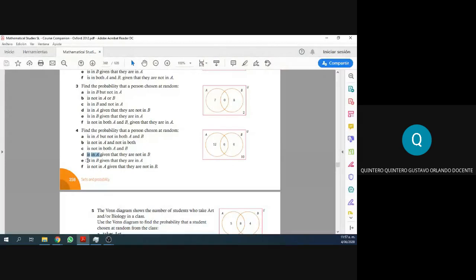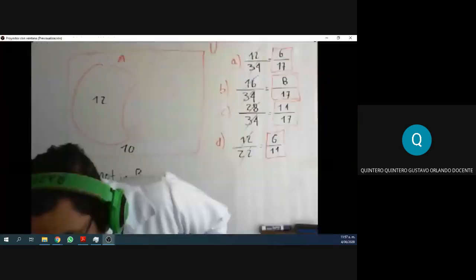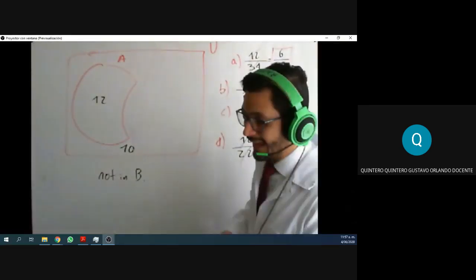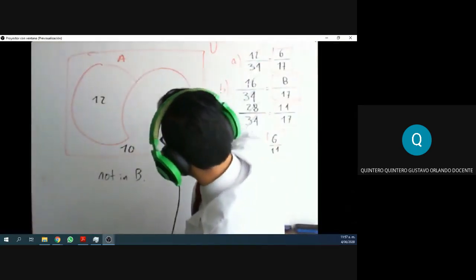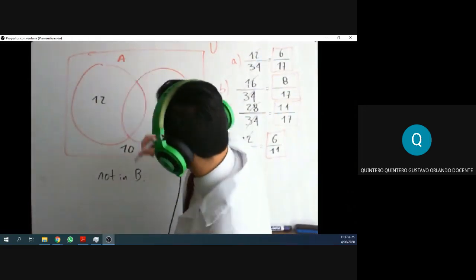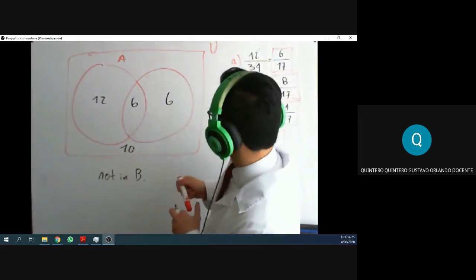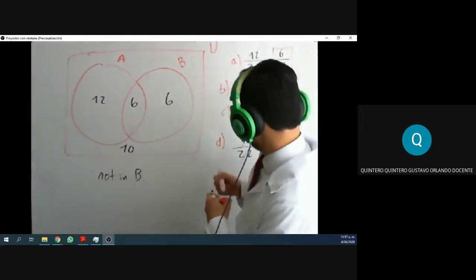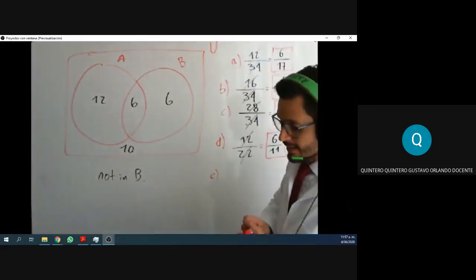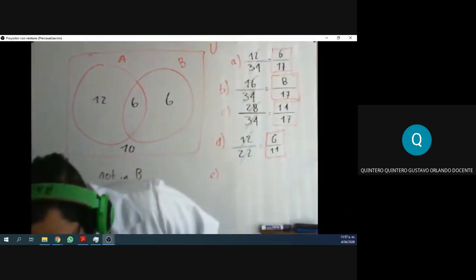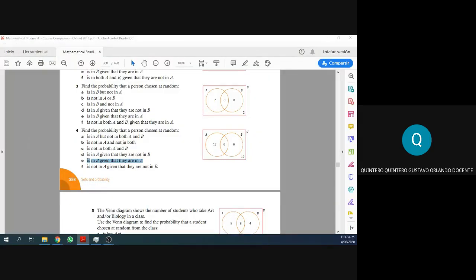Let's try to do the next question, this one. Find the probability that a person chosen at random is in B, given that they are in A. So we have our condition now. The condition is the students are in A. Let me just continue with the main diagram. Now, the information of the diagram was this is 6 and this is also 6, right? And this is the set for B, right? Now, we're doing question E. Find the probability that a student is in B, given that the student is in A.